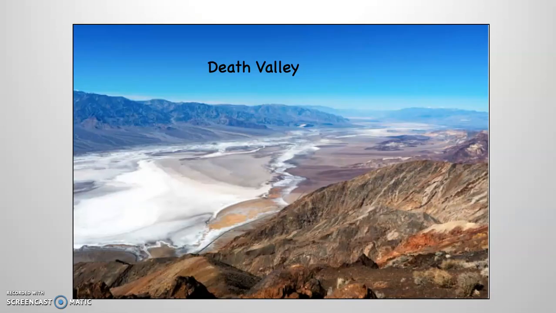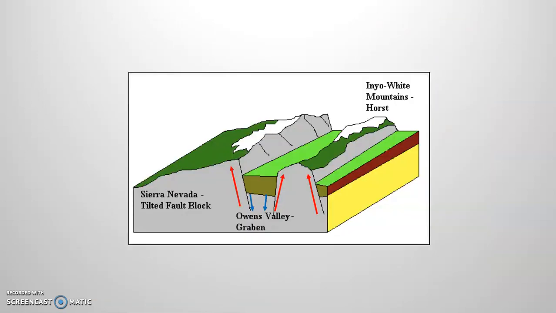Death Valley is a great example of a graben. You can see the arrows indicating that block of land dropping down between normal faults. And in fact, Death Valley is the lowest point in the entire Western Hemisphere at 282 feet below sea level, which is right about where you see that salt flat on the bottom left-hand side of this particular photograph.